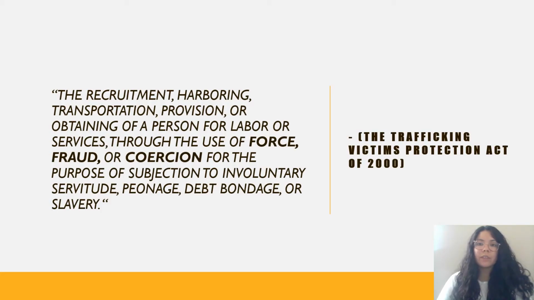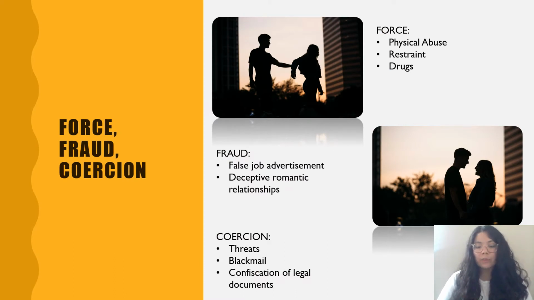So under the Trafficking Victims Protection Act of 2000, human trafficking is considered the recruitment, harboring, transportation, provision, or obtaining of a person for labor or services through the use of force, fraud, or coercion for the purpose of subjection to involuntary servitude, peonage, debt bondage, or slavery. So force, fraud, and coercion are the most important factors in that definition, because force, fraud, and coercion must be proven in order for the U.S. to recognize that human trafficking has occurred.